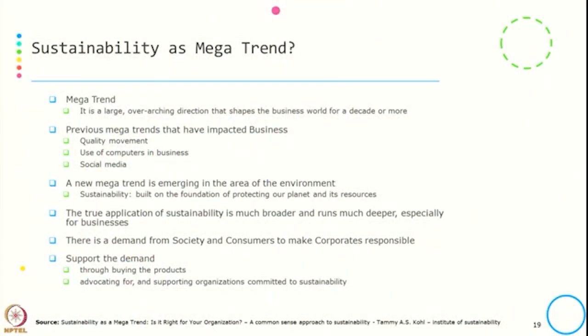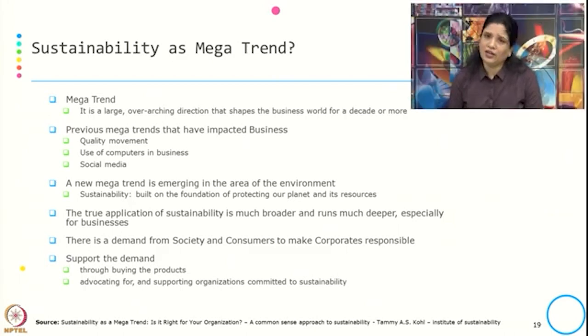So what is a mega trend? A mega trend is a large overarching direction that shapes the business world for a decade or more. In a simple way, typically the direction we get for business for a considerable amount of time, we call a mega trend.